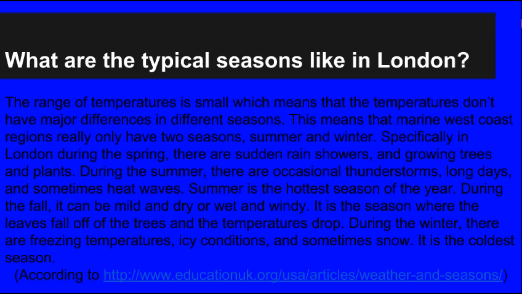During the fall, it can be mild and dry or wet and windy. It is a season where the leaves fall off the trees and the temperatures drop. During the winter, there are freezing temperatures, sometimes icy conditions, and sometimes snow. Winter is the coldest season.